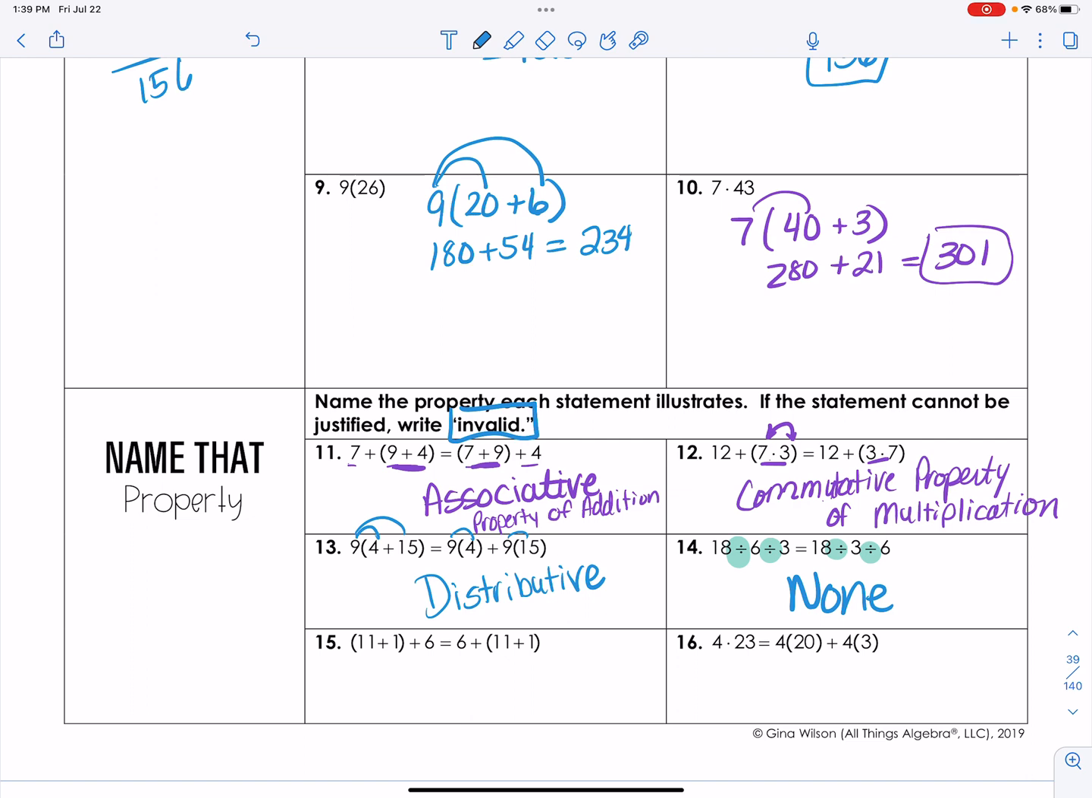I would like you to try 15 and 16. Pause the video, try 15 and 16. So 15, you changed order. So this is commutative, and it's the property of addition.